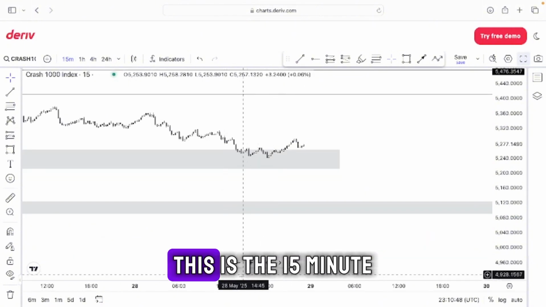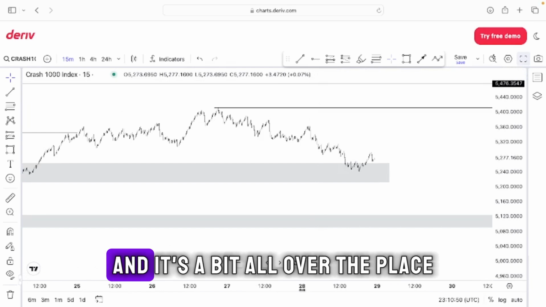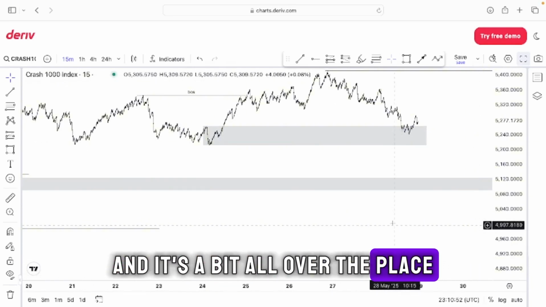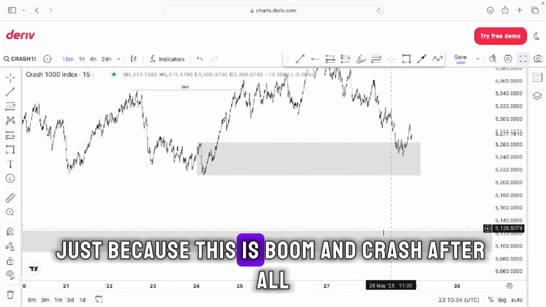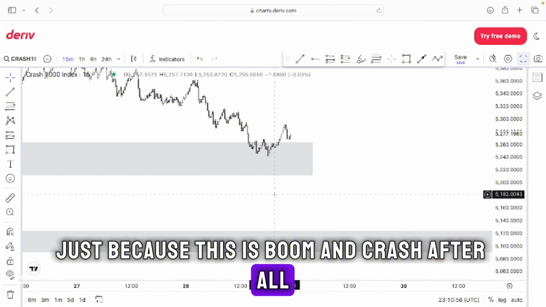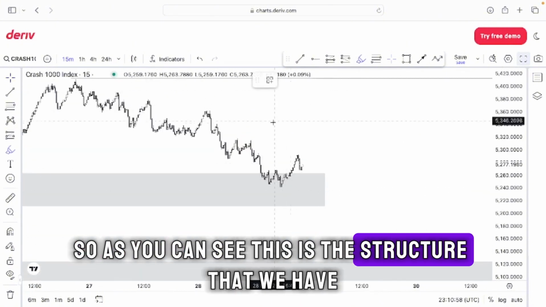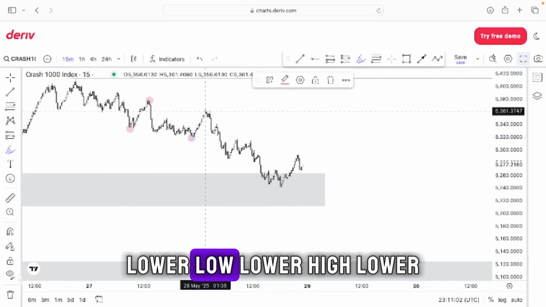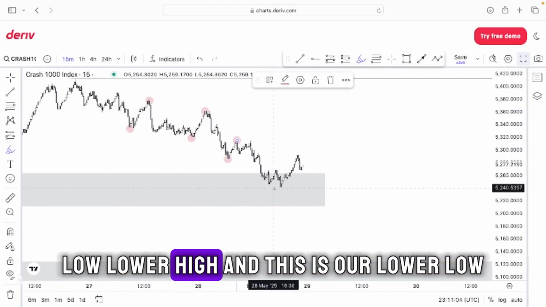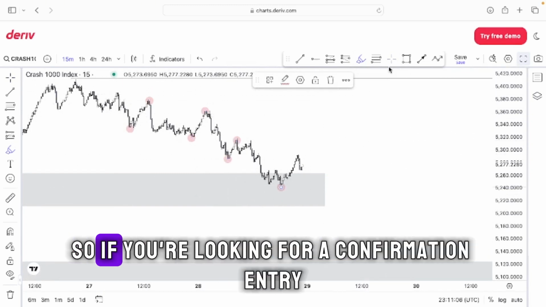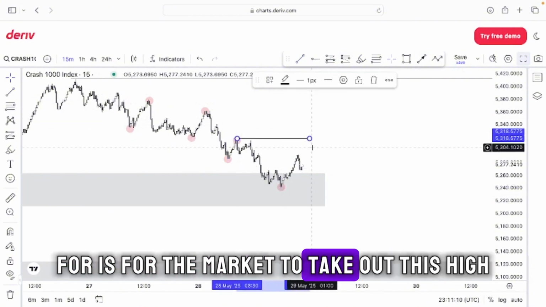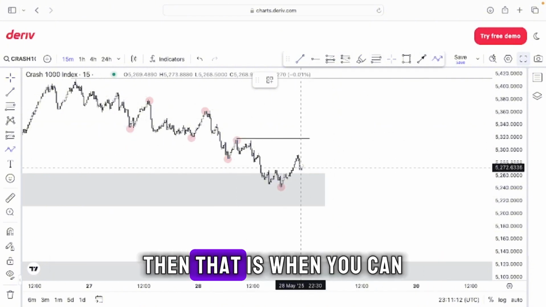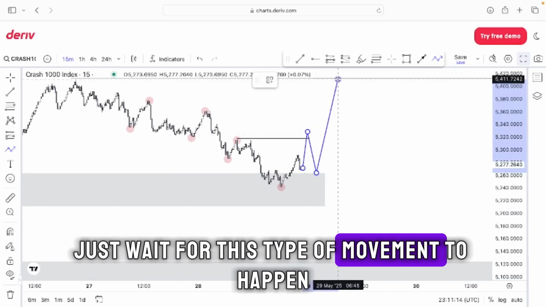As you can see, this is the 15-minute, and it's a bit all over the place just because this is Boom and Crash after all. So this is the structure that we have. We have our low, lower high, lower low, lower high, lower low, lower high, and this is our lower low. So if you're looking for a confirmation entry, what you'll be waiting for is for the market to take out this high, and that is when you can just wait for this type of movement to happen.